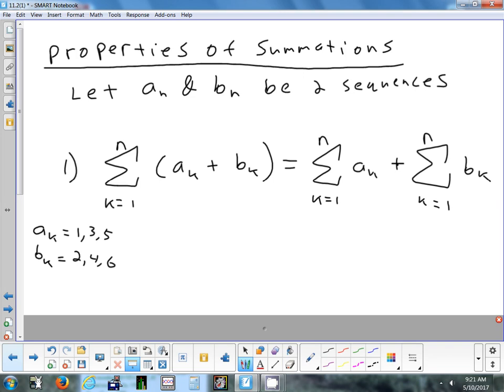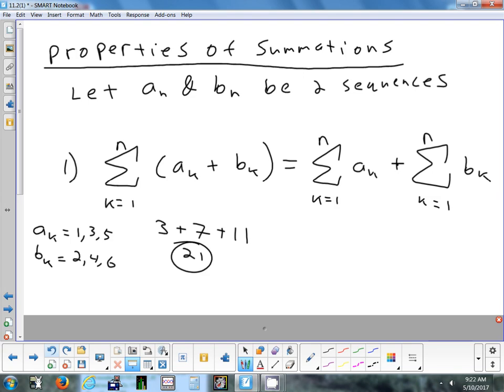So what's 1 plus 2? 3. The next one in a sub k is 3. The next one in b sub k is 4. What's 3 plus 4? 7. The next one in a sub k is 5. The next one in b sub k is 6. Add those up. What's 5 and 6? 11. So what I just did was that part. I just added up each individual term. Now I'm going to do that part. Take everything I just got there and add them up. What's 3 plus 7 plus 11? 21. That's doing it the way on the left.